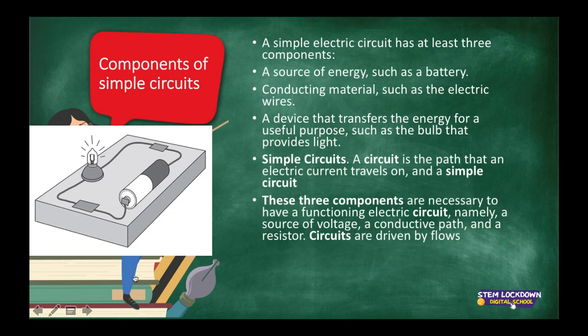Now, these 3 components are necessary to have a functioning electric circuit. If you don't have any of these 3 components, the circuit will not be able to function. If there's no battery, there will be no energy flow. If there's no wire, there will be no energy flow. So you need all three components for the circuit to be complete and for it to function.